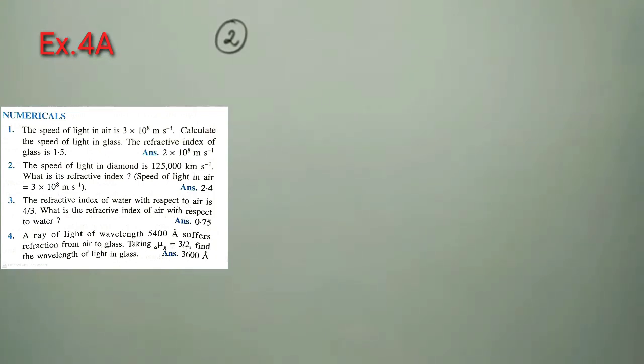Look at the screen. Let's read the question and understand first. The speed of light in diamond is 125,000 km per second. What is the refractive index? Speed of light in air is 3 into 10 to the power 8 meter per second. So we have to calculate the refractive index of the given medium, that is diamond.